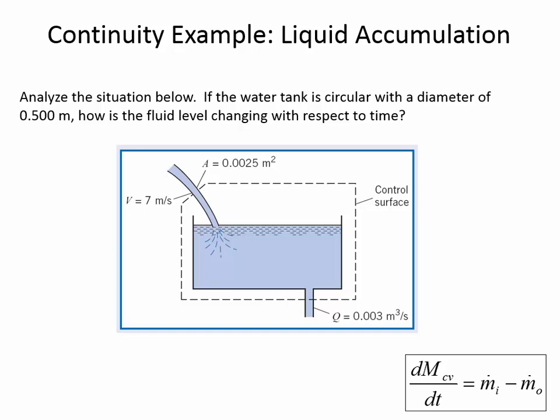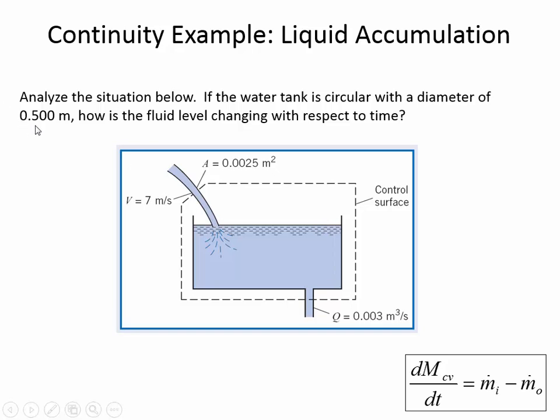It's a water tank where we know that the flow in is not equal to the flow out. It's implied by the problem statement, which says, how is the liquid level changing with respect to time? So what we want to know is, what is the change in mass inside of here? It's a circular tank with a diameter of 0.5 meters. That dimension isn't drawn right here, but from one end of the tank to the other, it's circular and has a diameter of 0.5 meters.